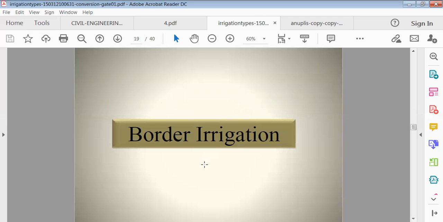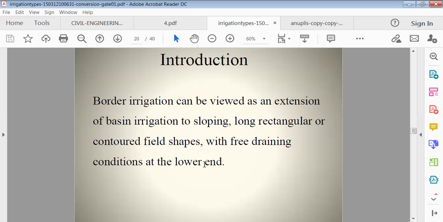All right. Next is border irrigation. Border irrigation is the extension of the basin irrigation.